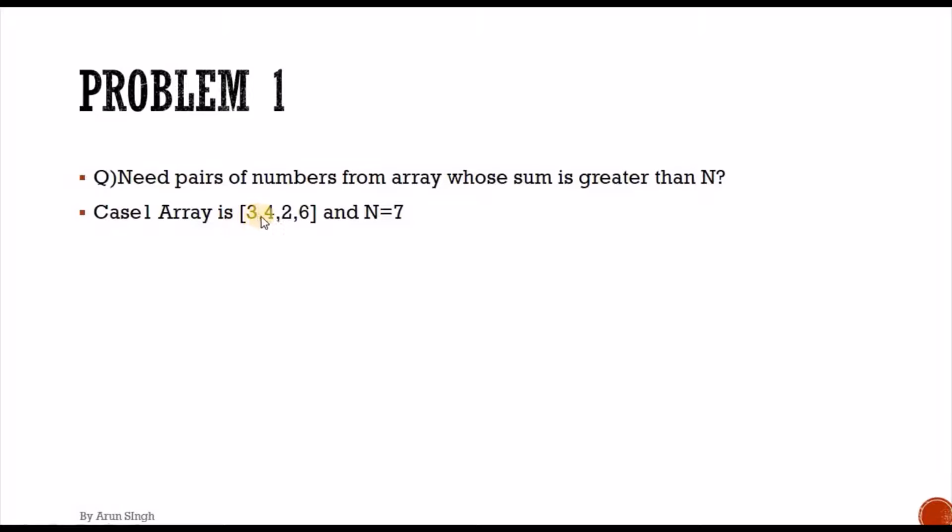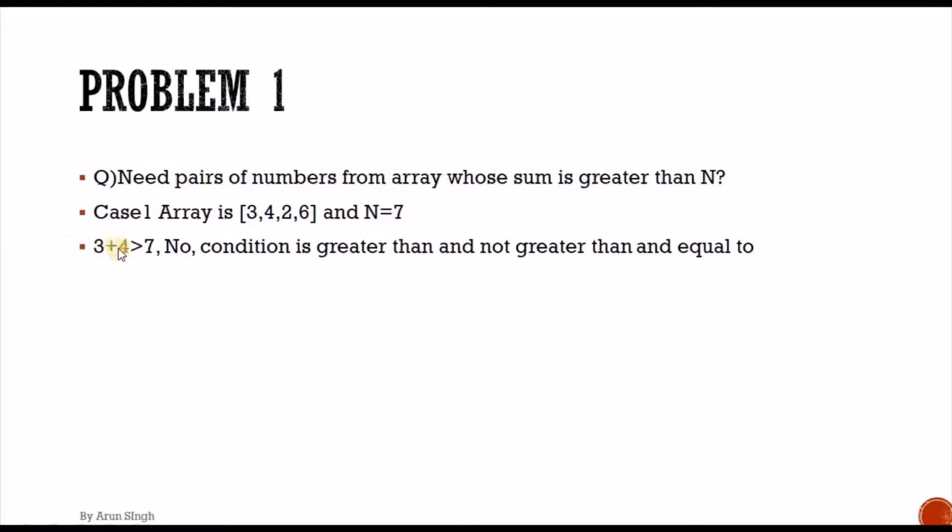We have an array of 3, 4, 2, 6 and n is equal to 7. I have to find a pair of numbers in this array whose sum is greater than 7. Is 3 plus 4 greater than 7? No, because the condition is greater than, not greater than or equal to. Is 3 plus 2 greater than 7? No. 3 plus 6? 9.